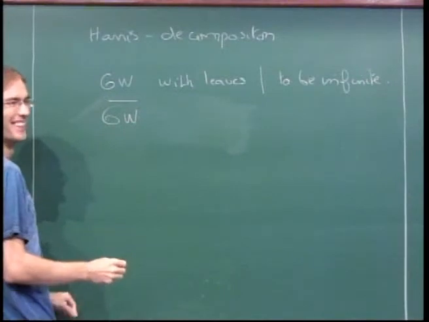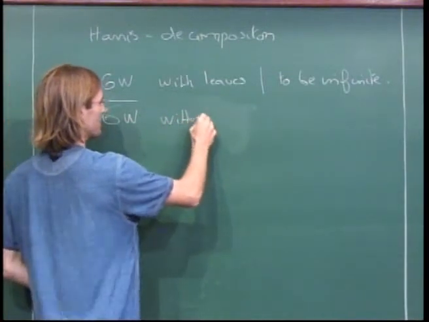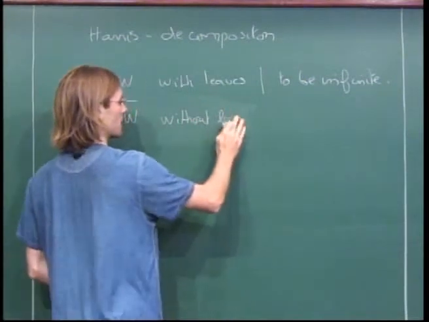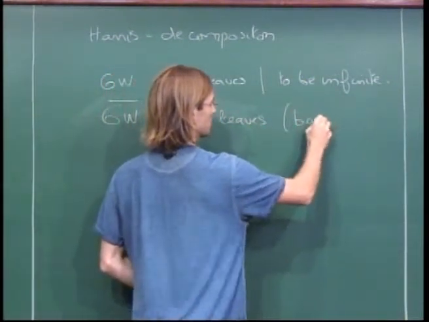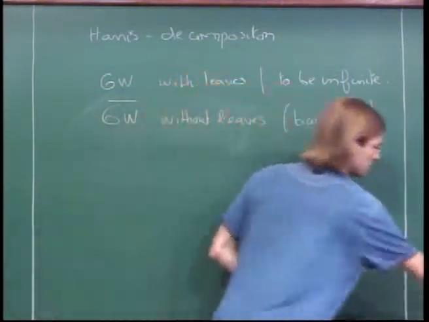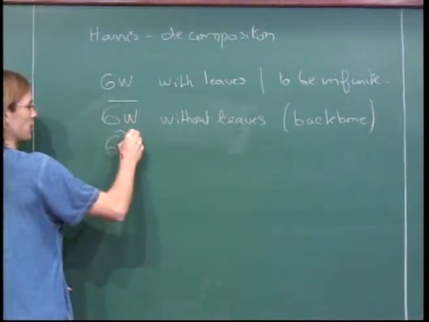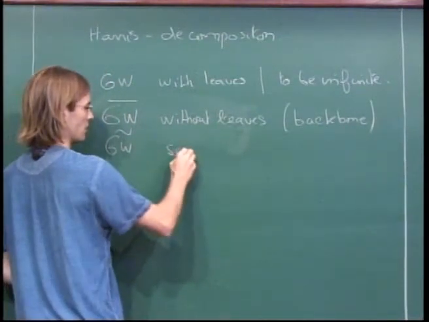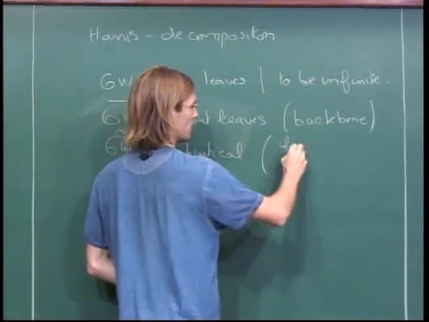Not good either, for different reasons. So a Galton-Watson tree without leaves, and we'll call this part the backbone. And another type of Galton-Watson trees, which are subcritical, which we'll call leaves or traps.